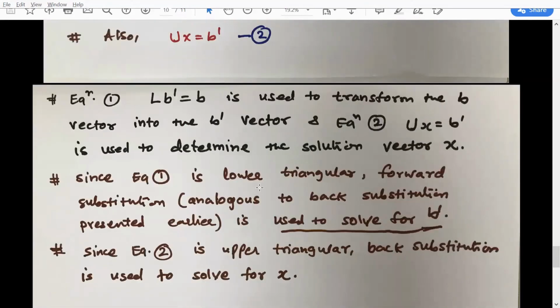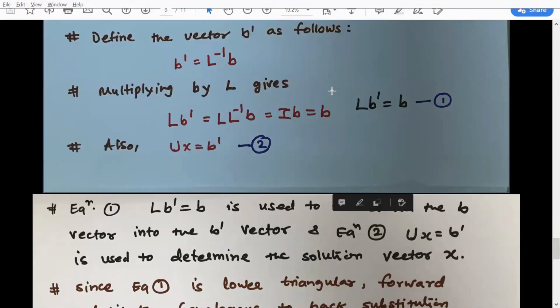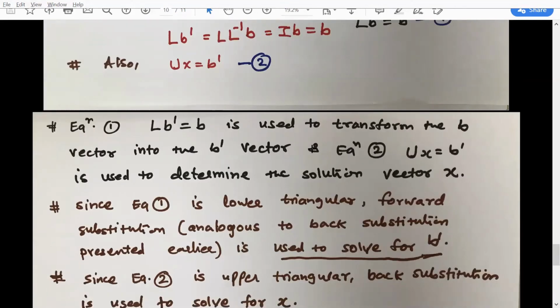Since equation 1 involves the lower triangle, forward substitution is used to solve for B dash. That's what I am asking: if you have this equation, you have to solve it for B dash, because it is simply a matter of forward substitution. Forward means we first get B1 dash, then B2 dash, then B3 dash. Forward substitution.